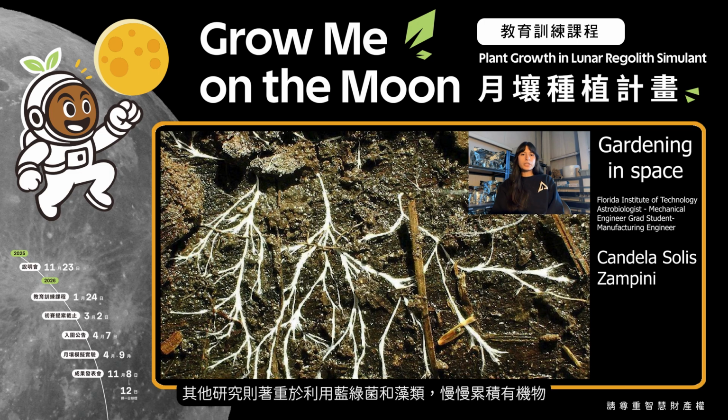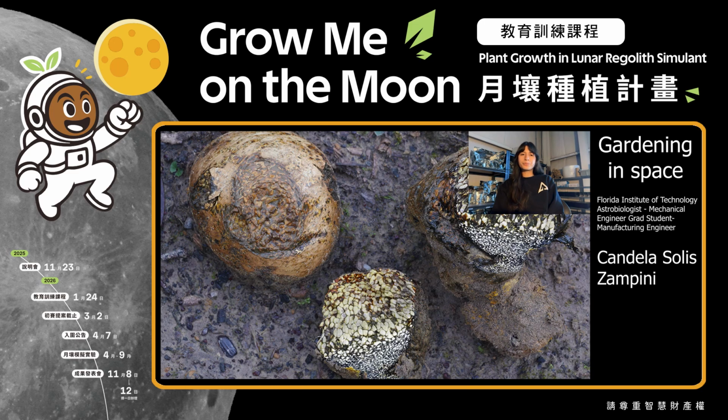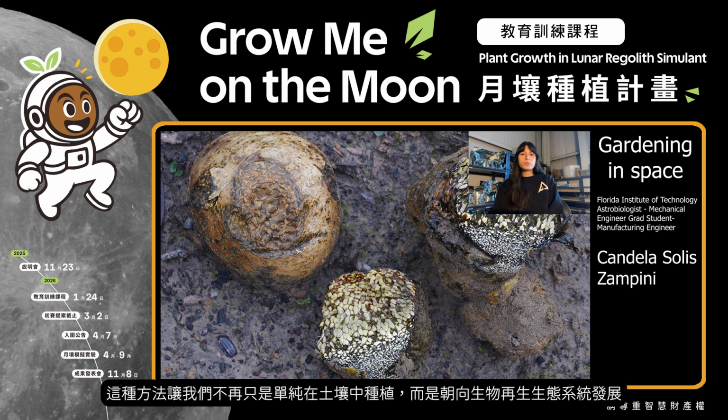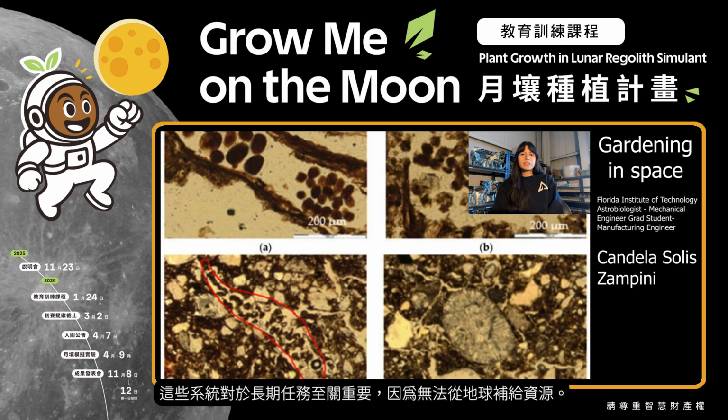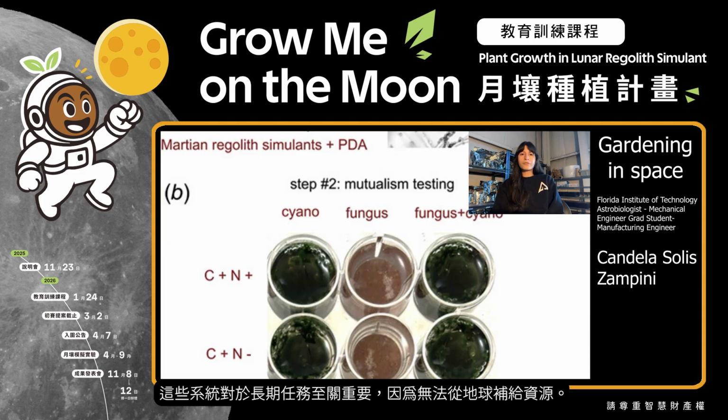Other research focuses on using cyanobacteria and algae to slowly build organic matter, creating the first stages of a living soil system. This approach moves us away from simply planting in dirt and toward bioregenerative ecosystems, where plants, microbes, fungi, water, and atmosphere are all linked. These systems are essential for long-duration missions where resupply from Earth is impossible.